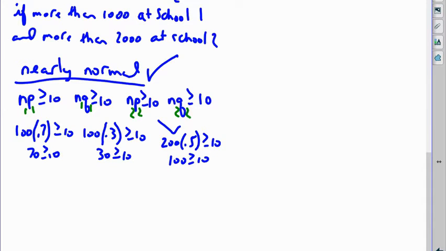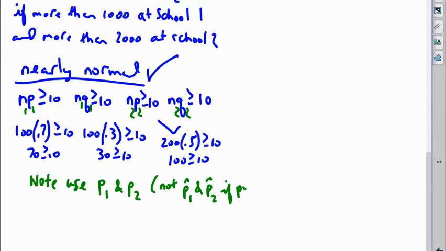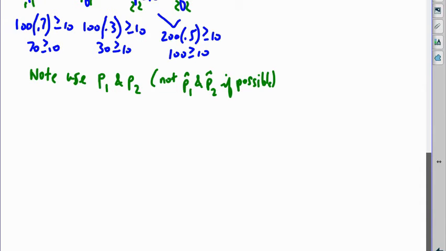I just want to point out that when we're doing this check, note, use p and p sub 1 and p sub 2, not the sample values, when you're checking your conditions if possible. But if you don't have the population values, of course, you would have to use your sample values, but if you could, you would try to. So, conditions for inference met.